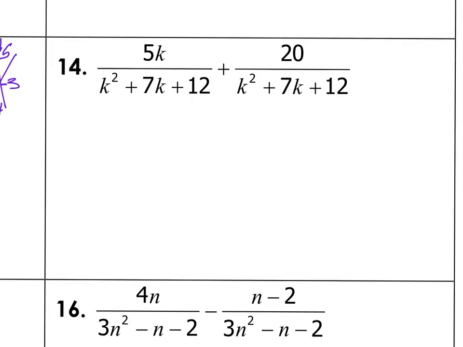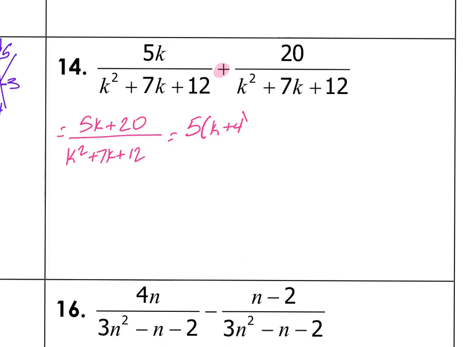Okay. So again, we're doing addition here. So I've got 5k plus 20 all over k squared plus 7k plus 12. It looks like I'm going to have to factor both the numerator and the denominator this time. What goes into both 5 and 20? Well, 5 goes into 5k k times, and 5 goes into 20 4 times.